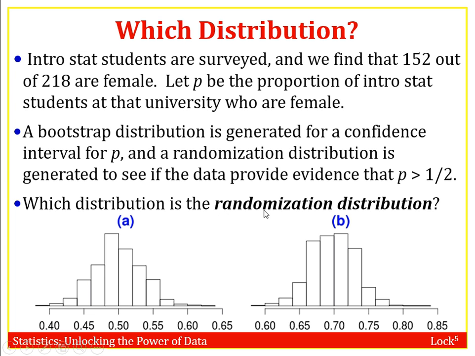Which one is your randomization distribution? Your population parameter is 1/2. Keep in mind, if you divide these two numbers here to get your proportion, it's about 0.7. So which one of these down here would be your randomization? If it was a bootstrap, you would have it centered around 0.7 because that's what we had up here for our sample statistic. But randomization is centered around your population parameter, which was 1/2, so that would be A.